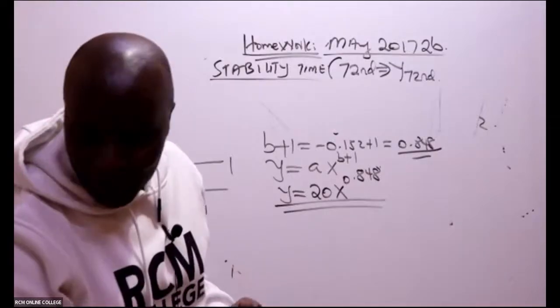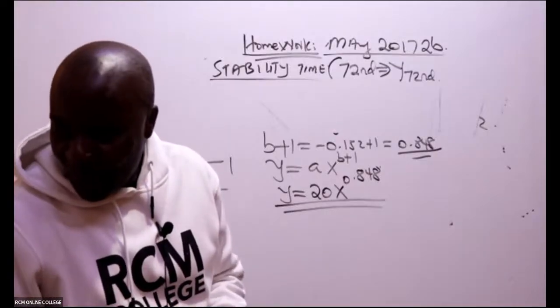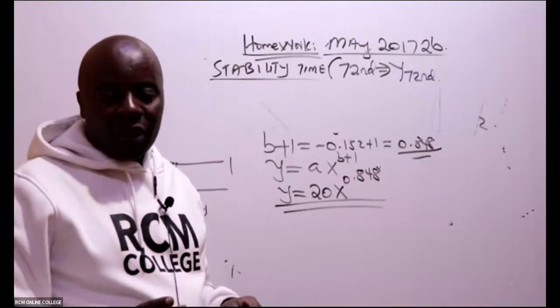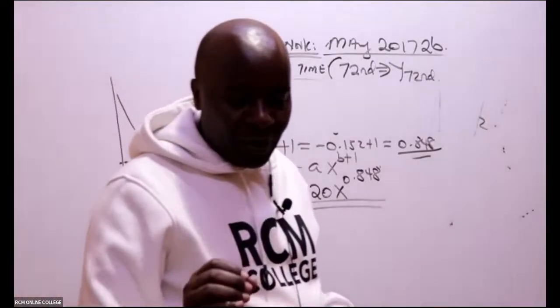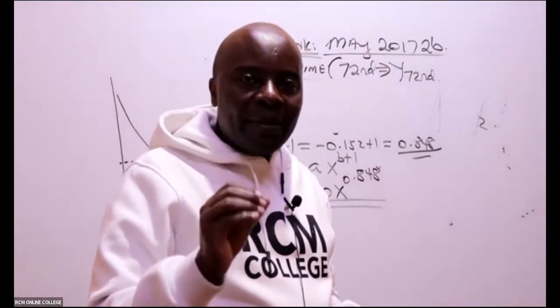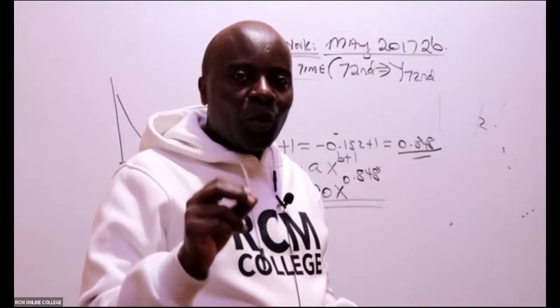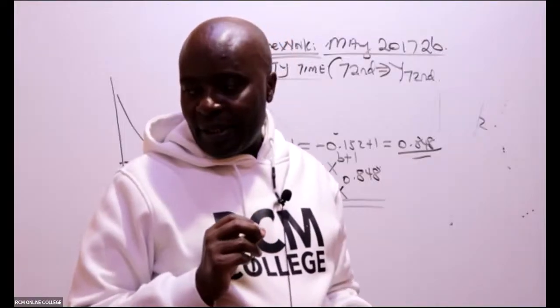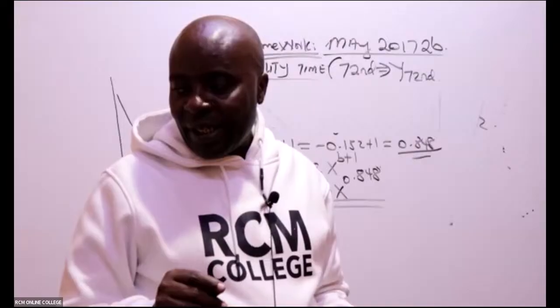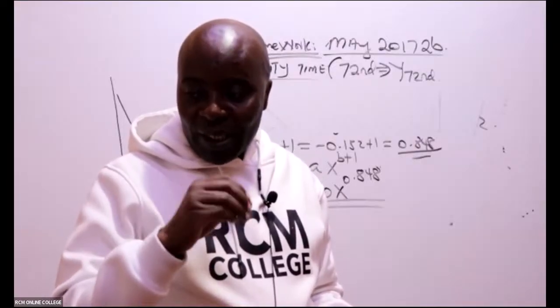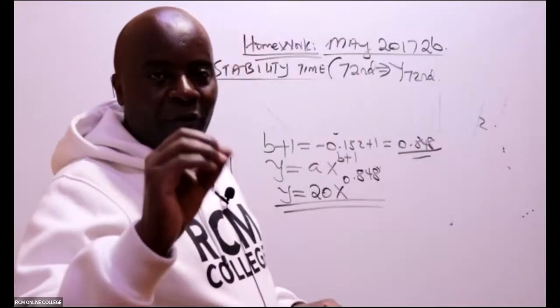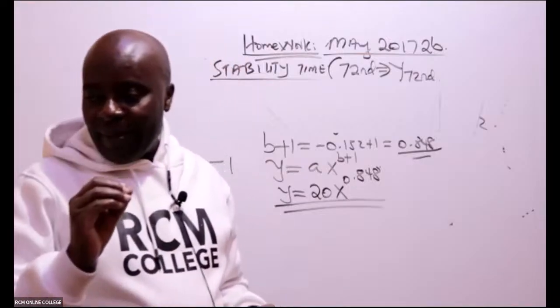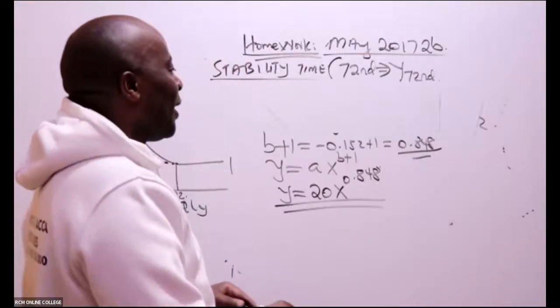Y 72nd. Where do we get 20 from, Claire? It's given in the question. I said the time taken to make the first batch was 20 hours. And then we said the time for making the first batch. Remember, A is the time for making the first unit.